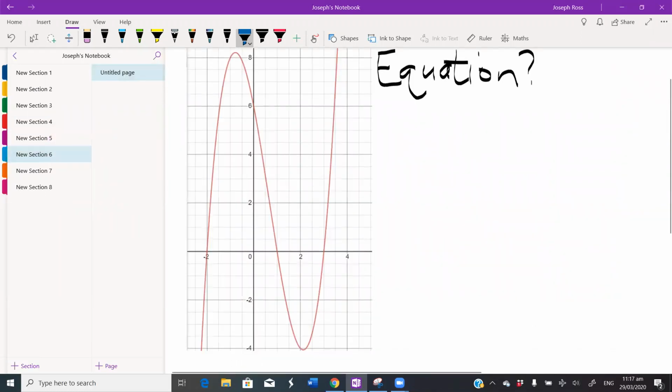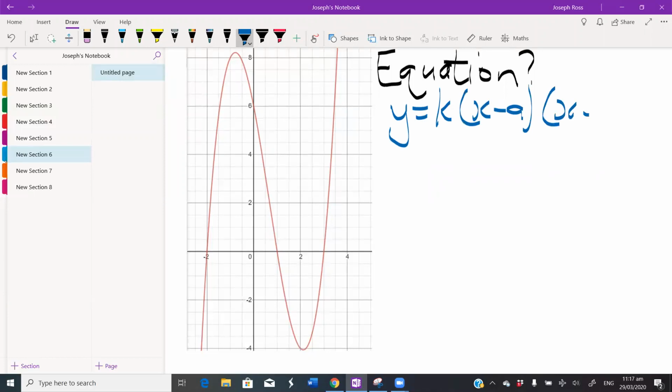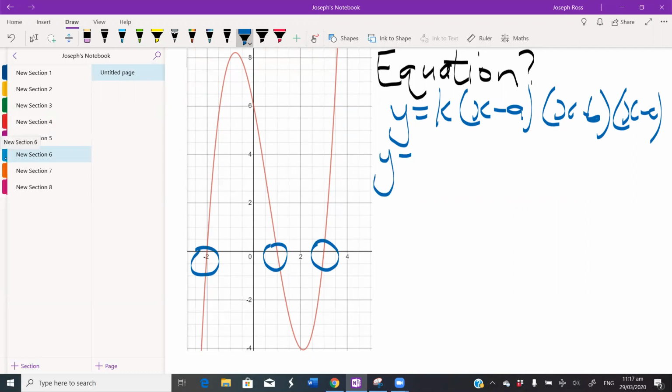So here we have a cubic graph, and we need to find its equation. The starting point is the general form of the equation, which is y equals k times (x minus a)(x minus b)(x minus c), and we look for what our three x-intercepts are, which are in this case -2, 1, and 3. So we've got y equals k times (x minus a). Well, a is the first x-intercept, which is -2. So we've got x minus -2, which is x plus 2.